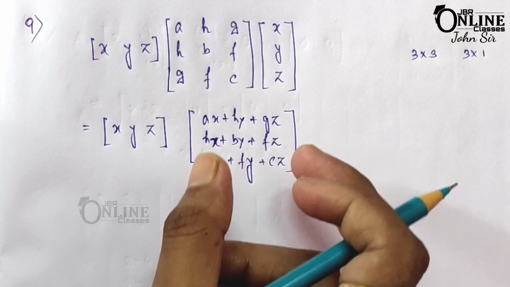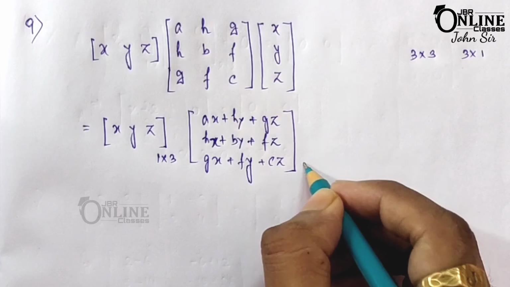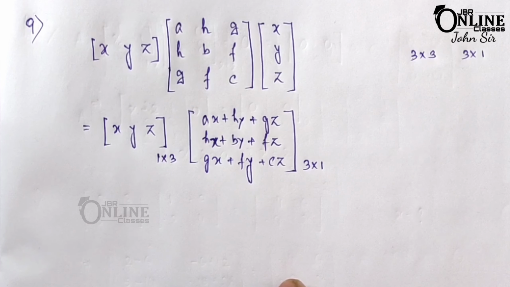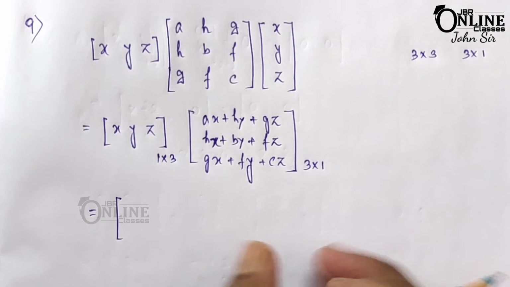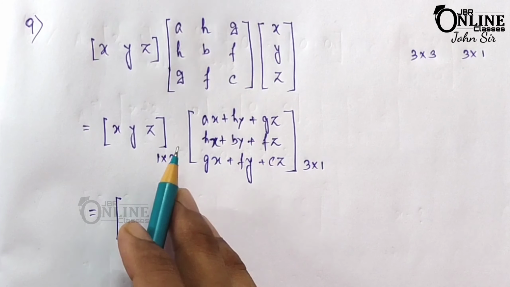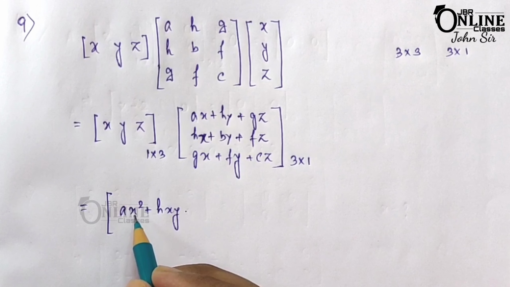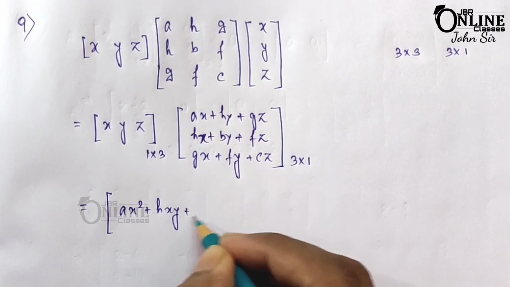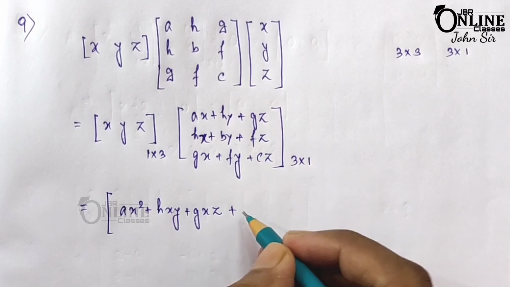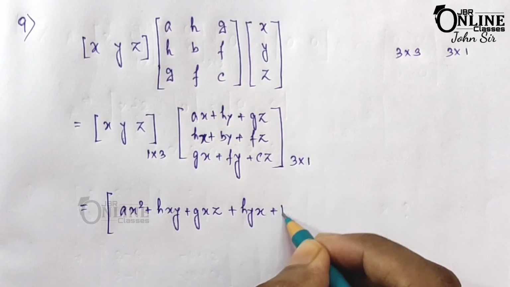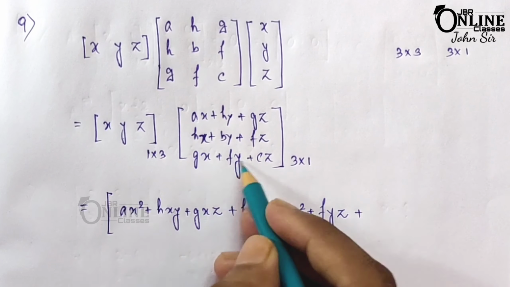Now here you have to multiply this matrix with this one. Here the order is 1 cross 3 and here the order is 3 cross 1. Then the final answer will be a 1 cross 1 matrix, so only 1 row and 1 column. So first x into this one, you have to write down ax square, hxy and then gxz, then plus again multiply y with this one. So hyx plus by square, then fyz, and the last one multiply z with this one.